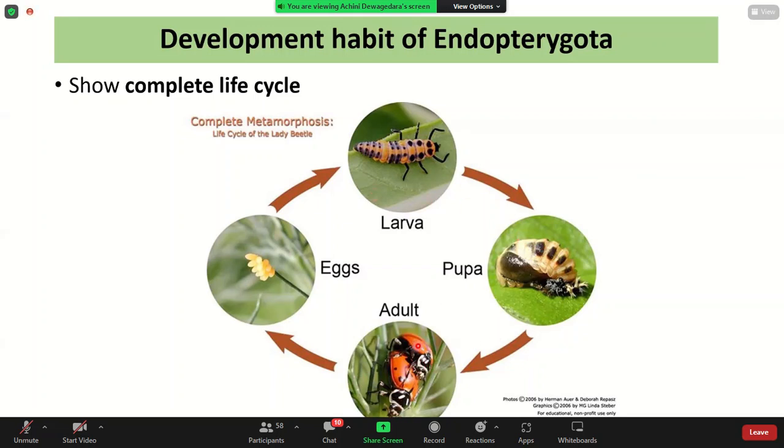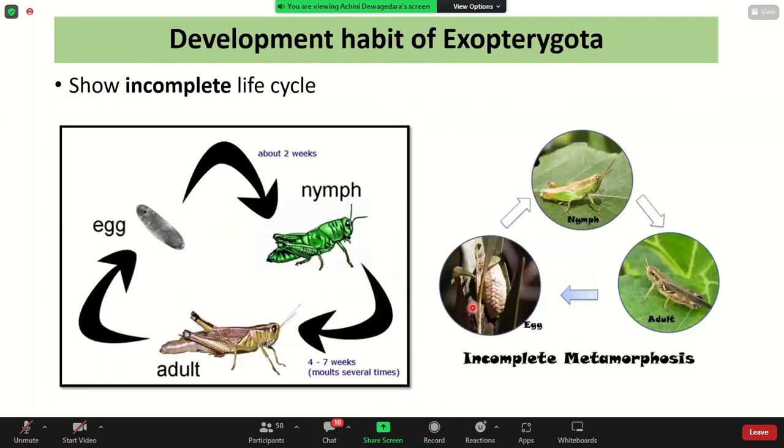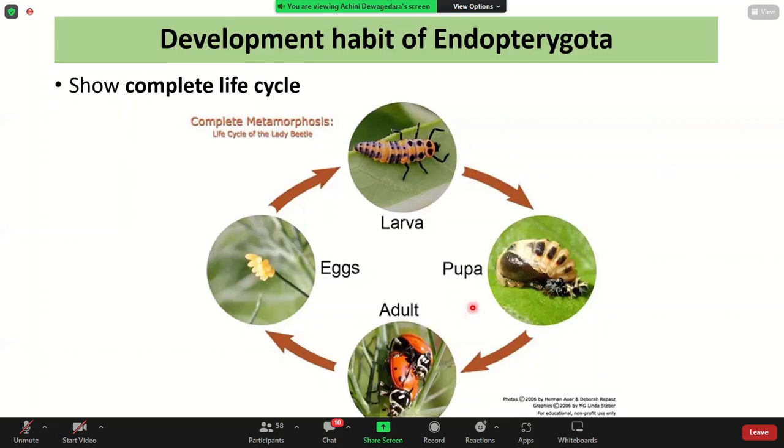cocoon. Then, as you see here, female and male adults will mate, and again they lay eggs. So the cycle moves on. Right? I hope you understood the difference between the complete and incomplete life cycle. Do you have any questions?